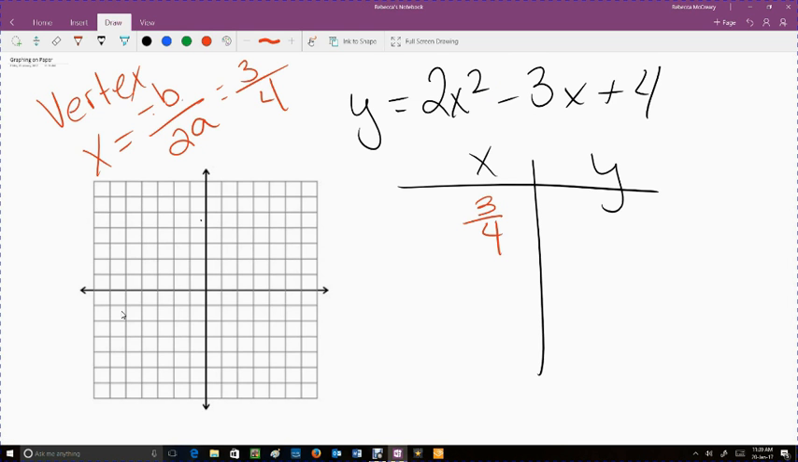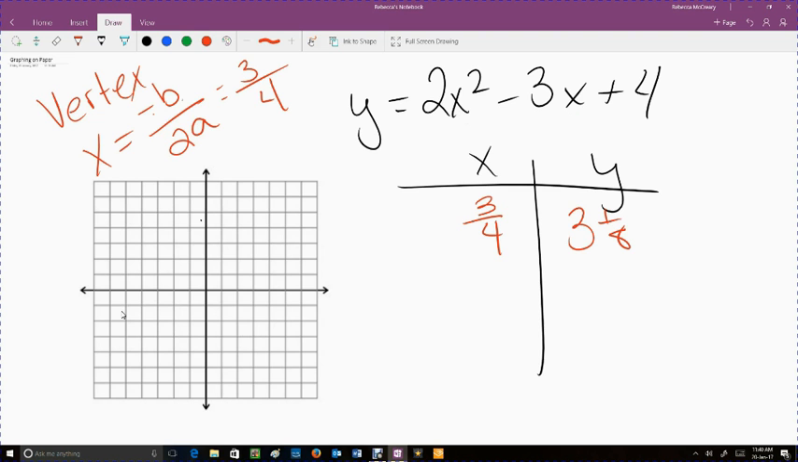So we'd get 2 times 3/4 squared. Well, 3/4 squared is 9/16, so 2 times 9/16 is going to be 18/16. So we've got 1 1/8 minus 3 times 3/4, so minus 9/4 plus 4. So 1 1/8 minus 9/4, let's make that 18/8. Let's make this 9/8. So we have negative 9/8 plus 4 gives us 3 1/8, I believe. Okay, so that's going to be where our vertex is.